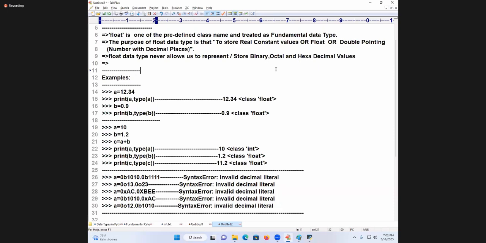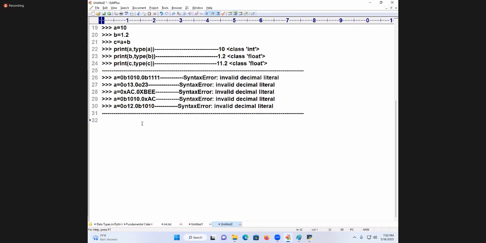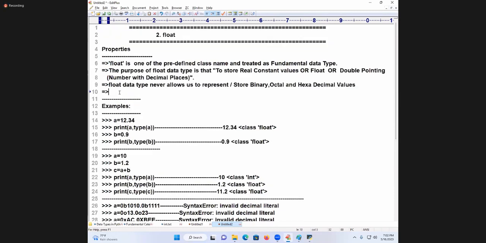Good. Now, one of the most important points, have you heard any time about scientific notation? Have you heard any time about scientific notation in your school days? No. Do you remember your school at least? Okay. School remembering, all are remembering, but subject is not remembering. No problem, students. Now I will tell you. Float data type, let me write it. Float data type allows us to store scientific notation data.